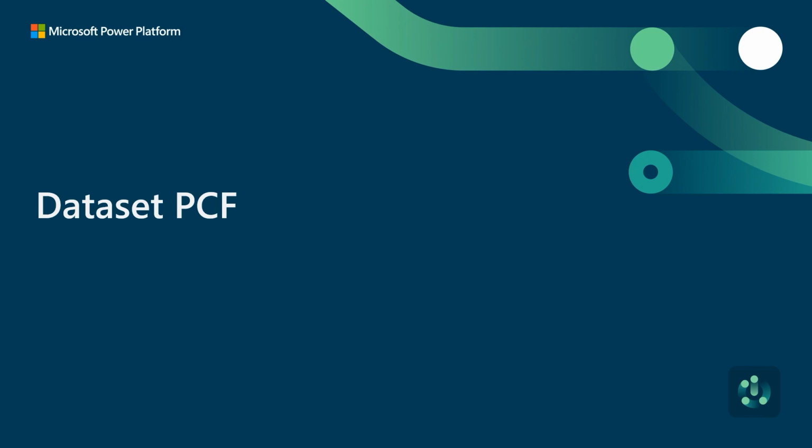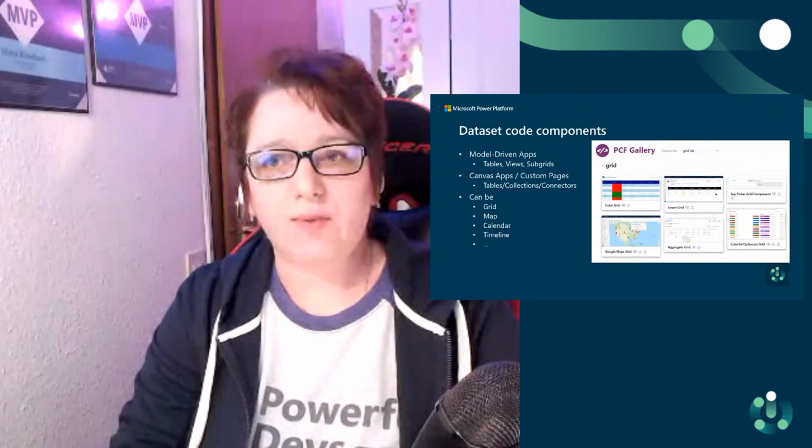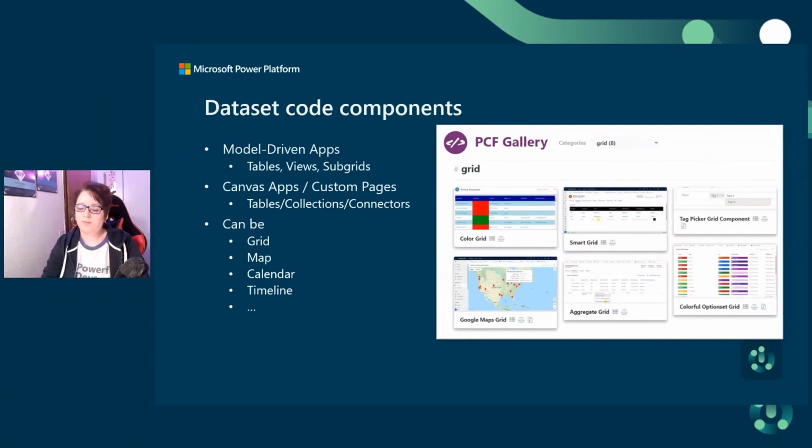Now, let us talk about the second type of PCF. That would be the dataset PCF. They can be used both in model-driven apps and Canvas apps or custom pages. We can bind them on tables, on views, on subgrids, on model-driven app. And speaking in Canvas app or custom page means we can bind them to tables, collections, or custom connectors, for instance. They can represent a grid, a map, could be a calendar control, or maybe a timeline.